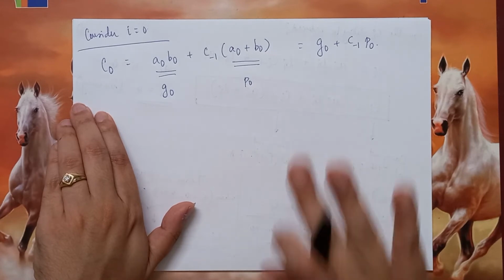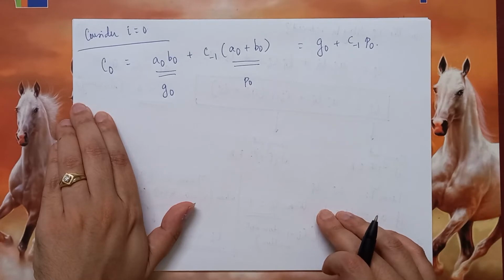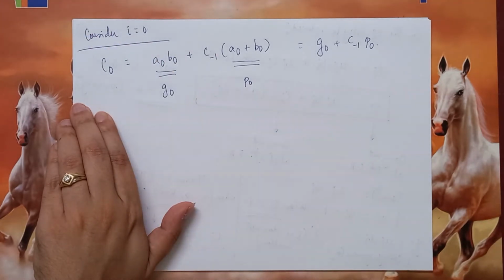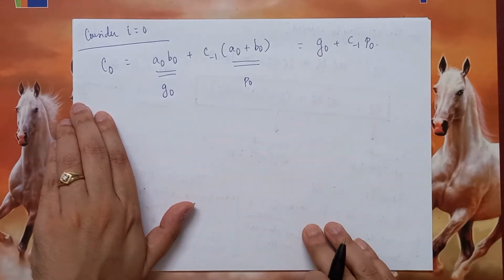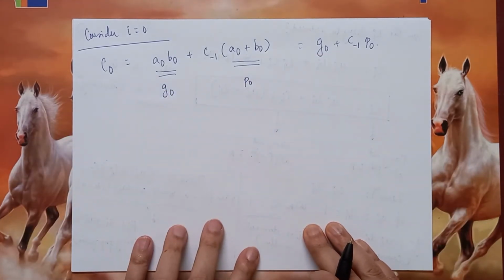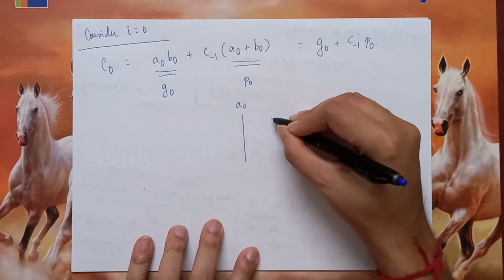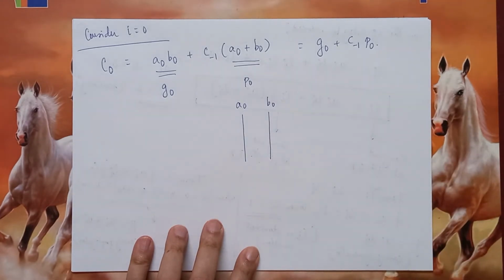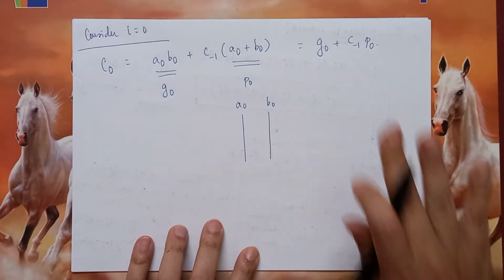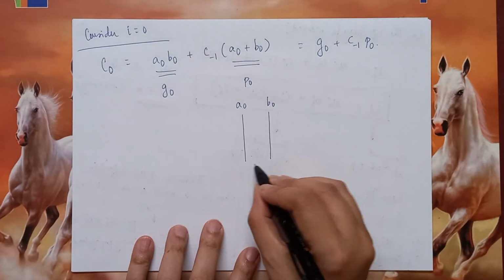Now, how can we represent C0? Well, let us try to represent it using G0 and P0. So in stage 0, there are 3 inputs, A0, B0 and C minus 1. C minus 1 I will show, but A0 and B0 we can show in this manner.